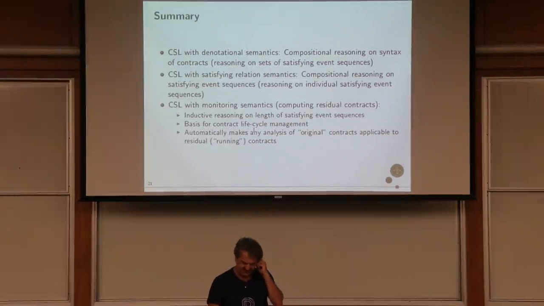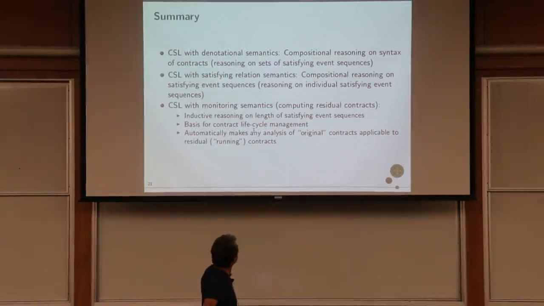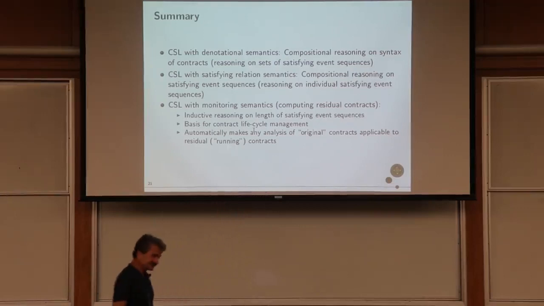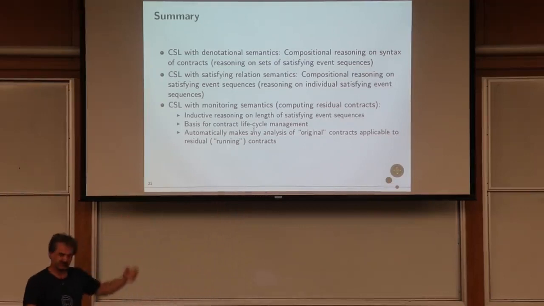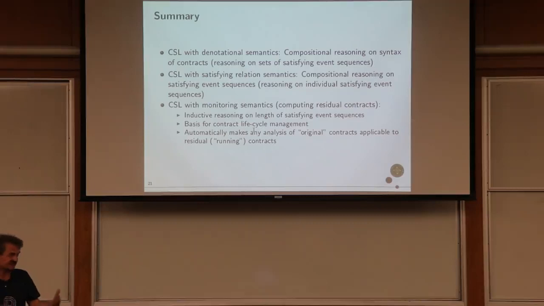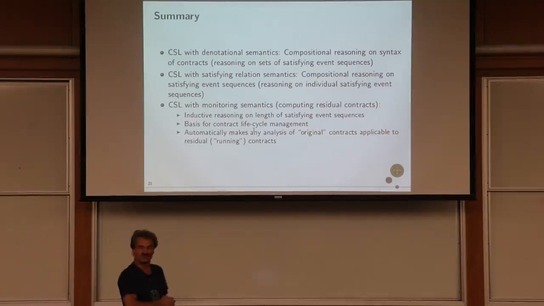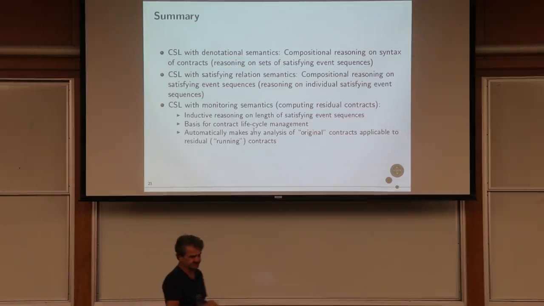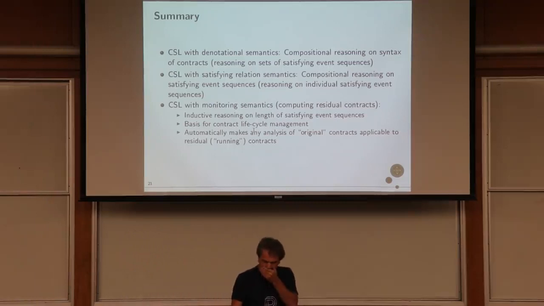So let's take a little summary here. CSL with denotational semantics gives the compositional view, the satisfying relation, and the CSL with monitoring semantics. We've already seen that. That lets us take the monitoring semantics, which was idealized because it operated on the semantic domain. Now we can lift it out into the syntactic domain, because we have a syntactic representation of every contract in CSL, and we can represent the derivative or the residual of a contract after an event by a contract specification again. Great.